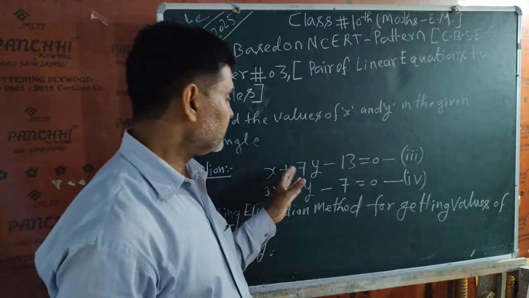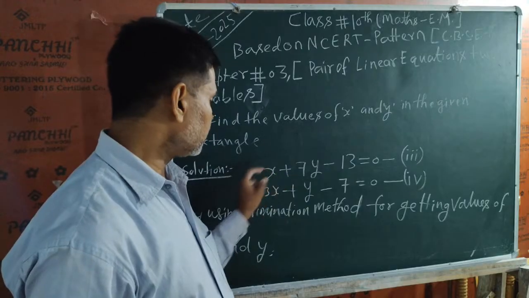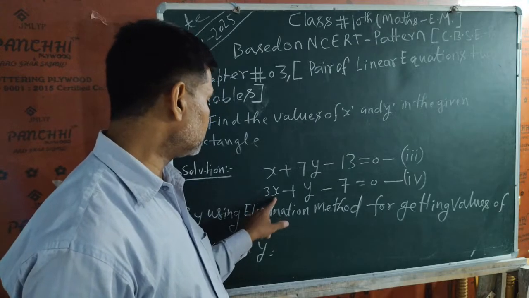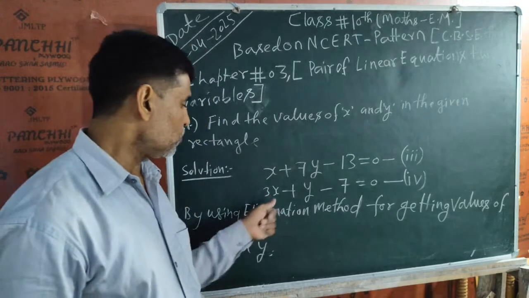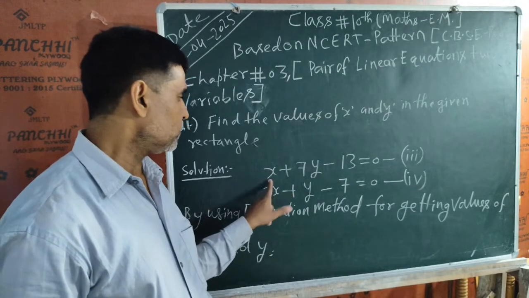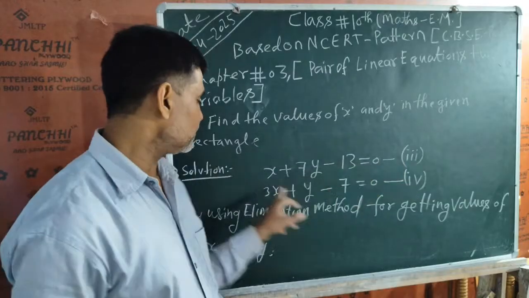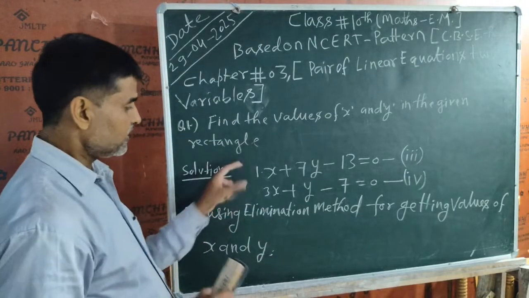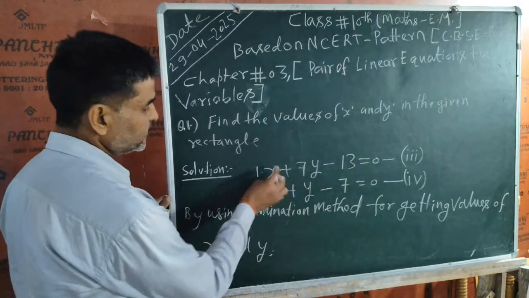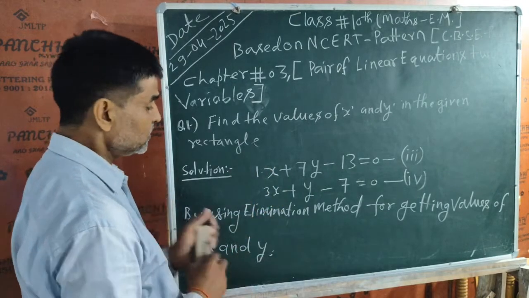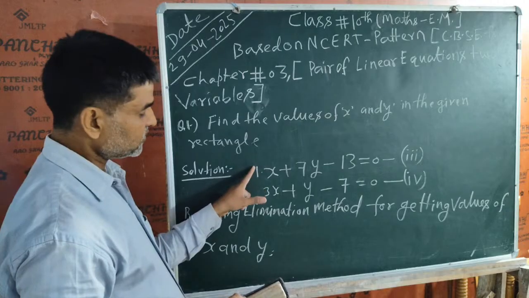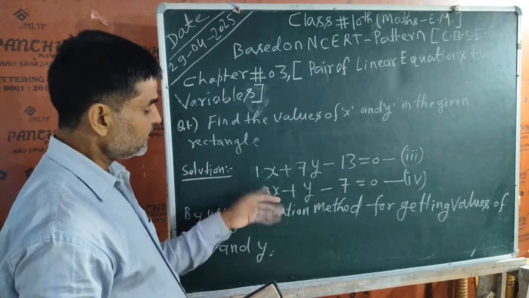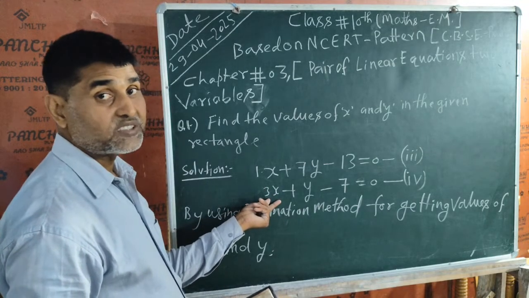Now, in this case, I am going to make the coefficient of x equal, because in equation number 4 the coefficient of x is 3, but in the third equation the coefficient of x is 1. So I have to make the coefficient of x equal in both equations. So in equation 3 I will multiply each term by 3, and then finally the coefficient of x in both equations will be equal.